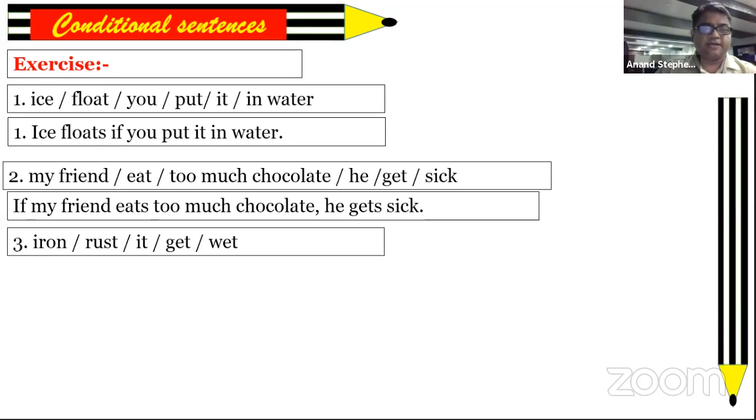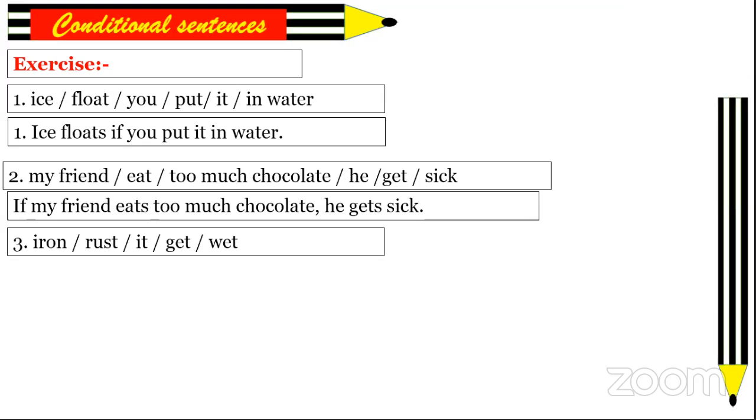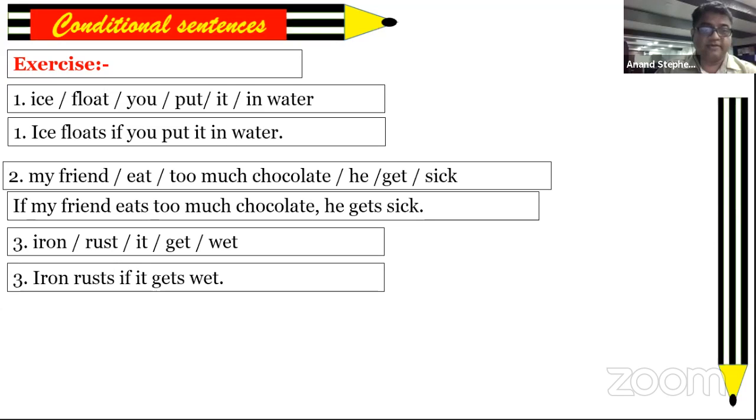Iron rusts if it gets wet. If it gets wet, right. Iron rusts if it gets wet. If it gets, we have to correct the verb form according to the tense also. Okay.